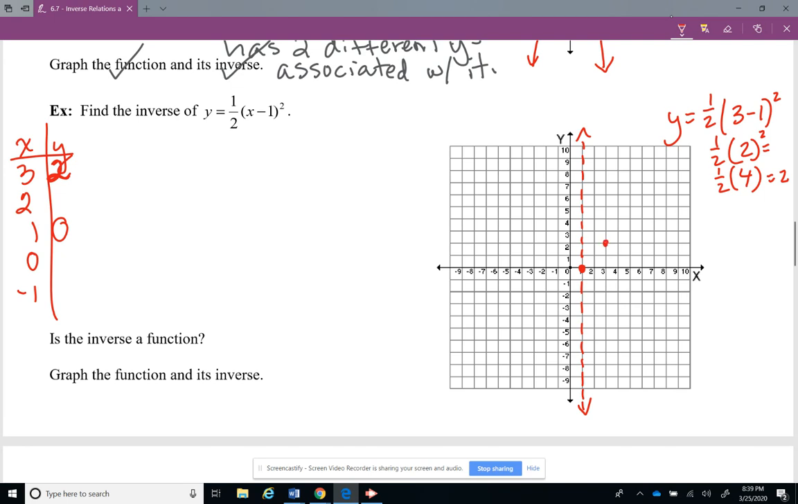All right, let's go graph that one. (3, 2). All right, let's do 2 now. y equals 2 minus 1, which is 1. 1 squared is 1. And half of 1 is 1/2. I don't really like graphing fractions. So I'm going to erase that 2. I'm going to bring the 3 and the 2 down.